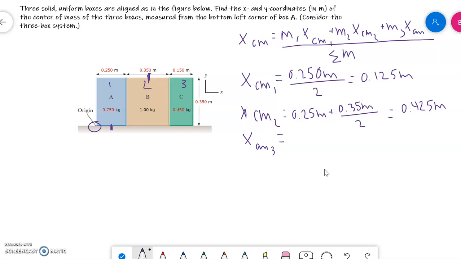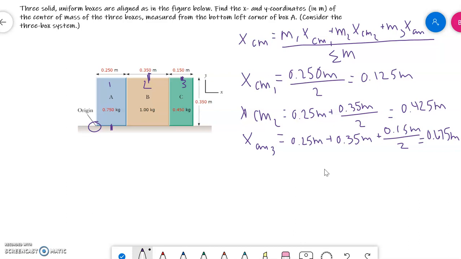So this time we have the 0.25 meters plus the 0.35 meters, and then we're halfway of the 0.15 meters. (0.675 meters), and these will be the x-coordinates we use in our equation.